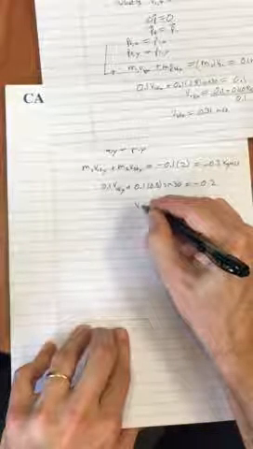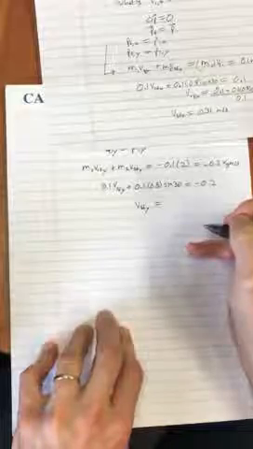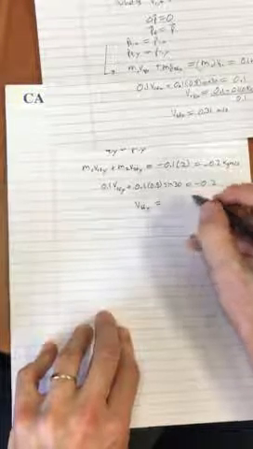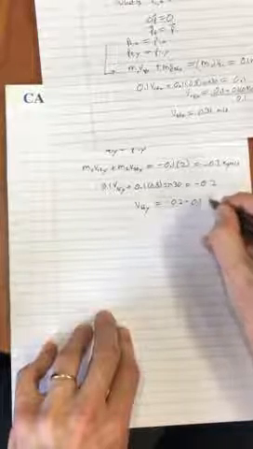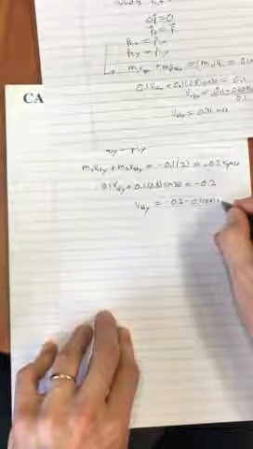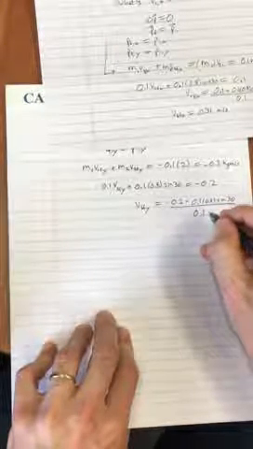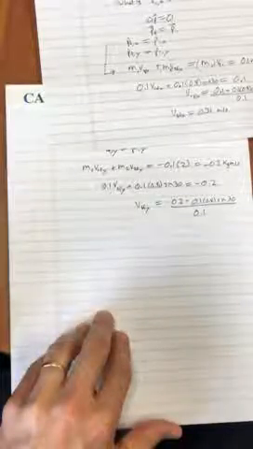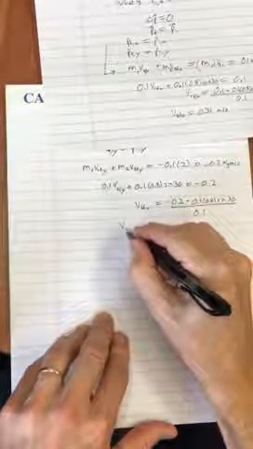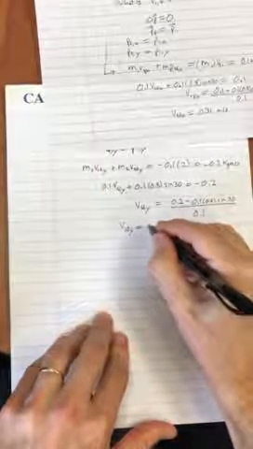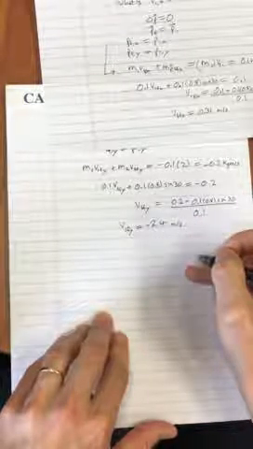Again, then I can solve for v1fy, the y component of puck 1 after the collision, and I get that's minus 0.2 minus 0.1 times 0.8 times sine of 30 divided by 0.1. And when I put those numbers in my calculator, I get v1fy is minus 2.4 meters per second.